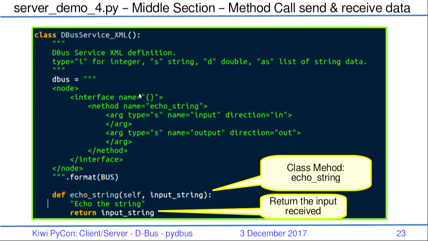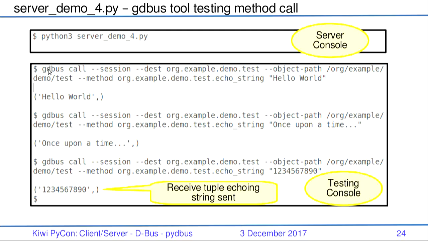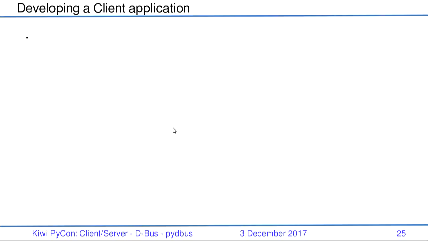Okay, and the fourth one is to be able to echo. So we now have to define two arguments here, one for direction in and one for direction out. So we're doing string in on both and string out on both occasions. If we look here at echo string, we're just going to take the input string, turn it around and send it back out. When we run our little tool, we start the server, run our little utility, and when I say call the method echo string to hello world, then it will come back with hello world, once upon a time, stuff like that. Okay, so that was checking that the servers work.